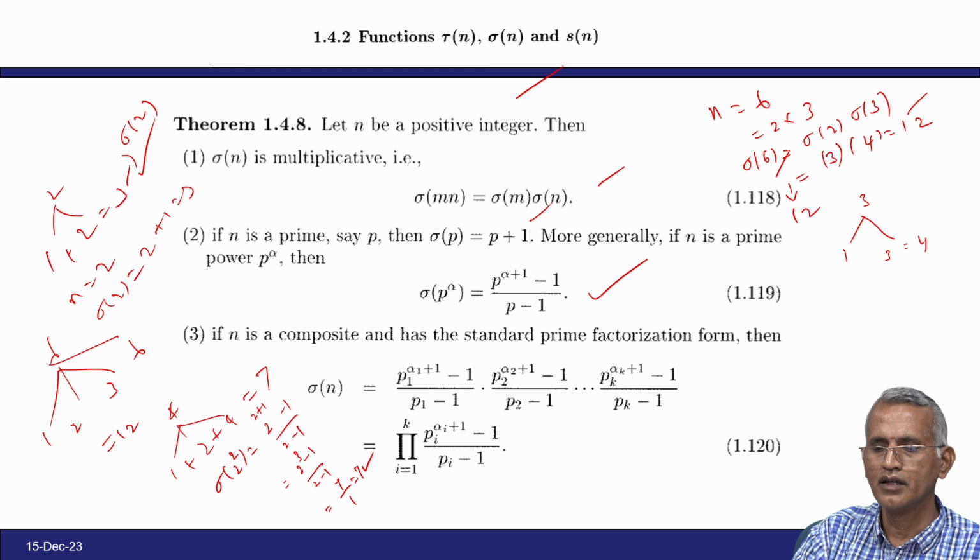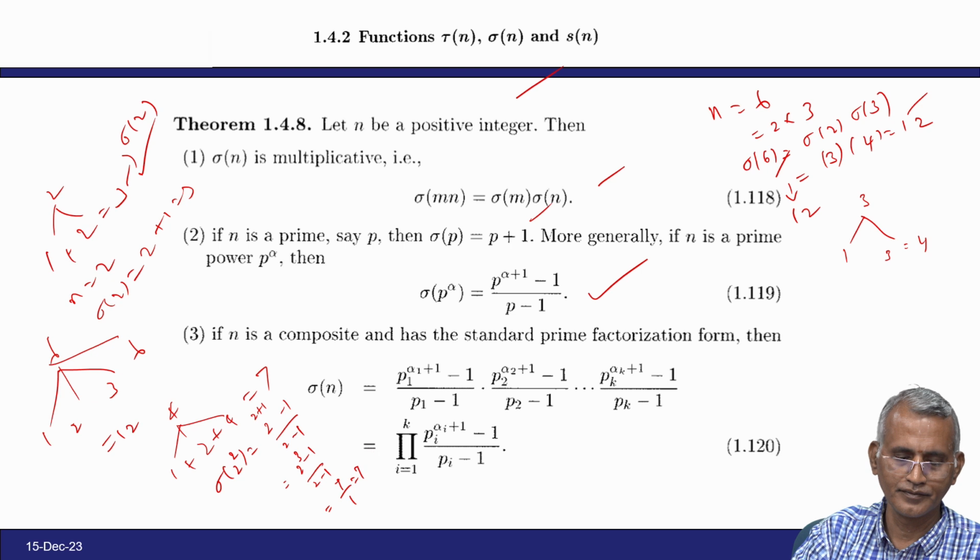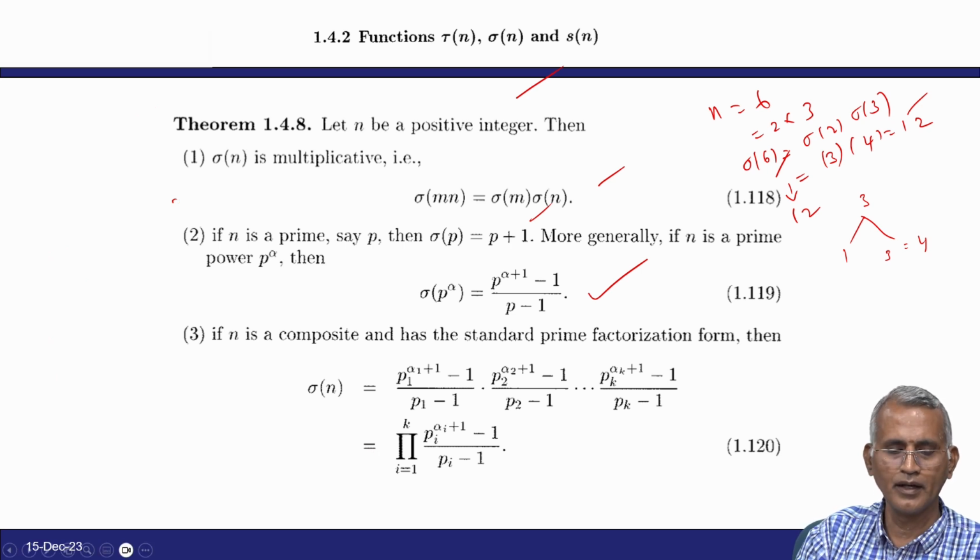More generally, if n is a prime power, p power alpha, then sigma of p power alpha equal to p power alpha plus 1 minus 1 by p minus 1. Now, we go to n as a composite in standard prime factorization form, then sigma of n equal to p 1 power alpha 1 plus 1 minus 1, p 2 power alpha 2 plus 1 minus 1, and p k power alpha k plus 1 minus 1, divided by p 1 minus 1, p 2 minus 1, p k minus 1. We can write like that.